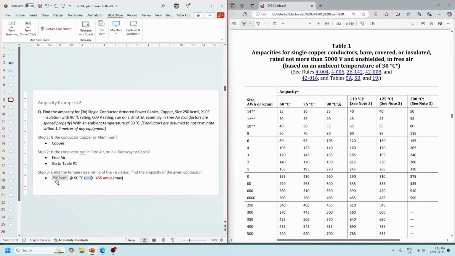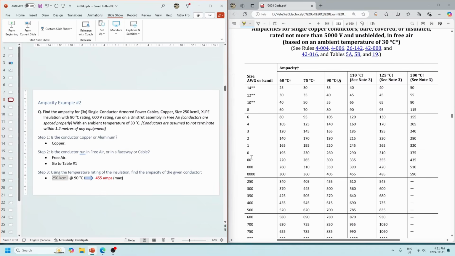And what size are we looking at? 250 kcmils, right? Sometimes in the field you'll hear 250 kcmil, you'll also hear 250 MCM. MCM and kcmil are essentially the same thing. So we're at 90 degrees. We're in the 90-degree column, down to 250 kcmils, and it looks like our maximum ampacity is going to be 455 amps being pushed through those 250 kcmil conductors.